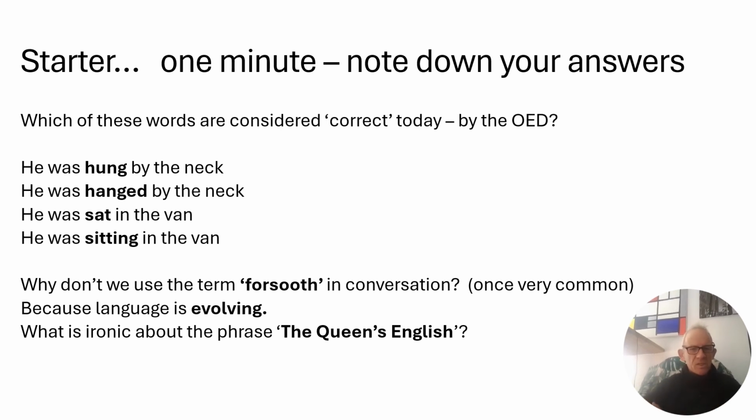Which of these words are considered correct today by the Oxford English Dictionary? He was hung by the neck. He was hanged by the neck. He was sat in the van. He was sitting in the van. Okay, they all sound quite reasonable on the face of it, but which are the ones that are acceptable?